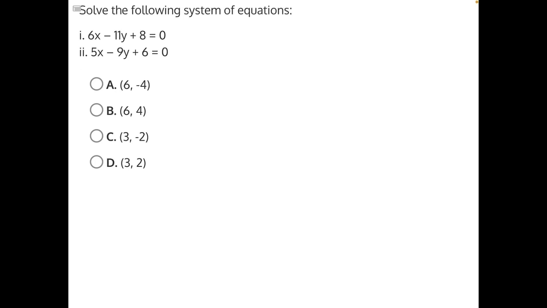To solve the following system of equations, we either need to use the elimination method or the substitution method. In this case, the elimination method is much faster and much more efficient, but I'll go ahead and show you the beginnings of the reasoning behind why I would not recommend doing the substitution method.